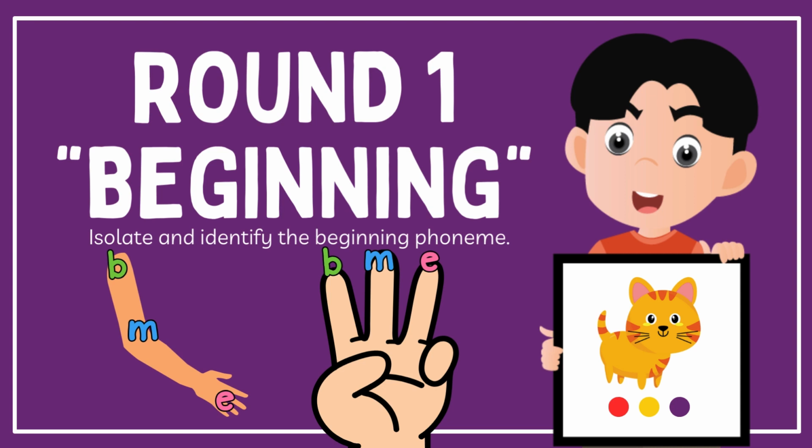Okay, so now here's the question I have for you. What is the first sound we hear in cat? What's the first sound? Very good. If you touch your shoulder and you say k, you are absolutely correct. And we could do our fingers also. Let's tap our fingers. K, ah, t, k, ah, t. So what is the first sound in cat? K. Very good.